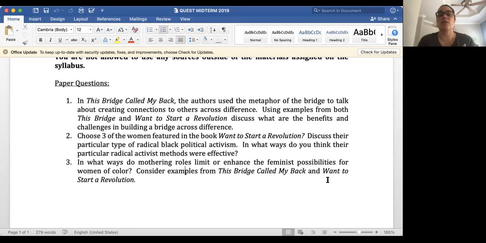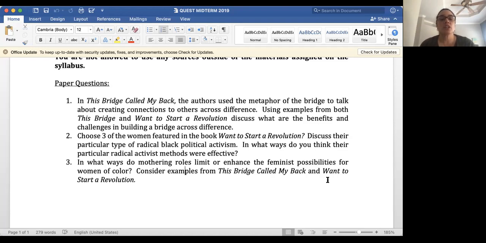So if you want to argue that their methods were effective, then give some examples from the reading that demonstrate that they were effective in their strategies, right? If you want to argue that they were not effective, then give some examples of that as well, okay? Don't just say, I thought it was effective, and not explain why or how. Where's the evidence for that, okay? So that's question number 2.